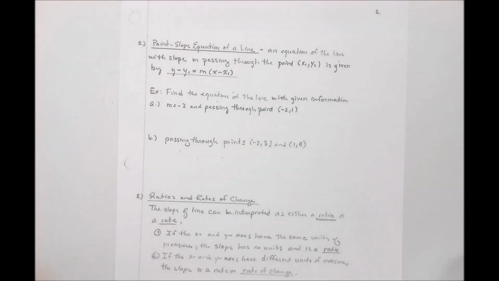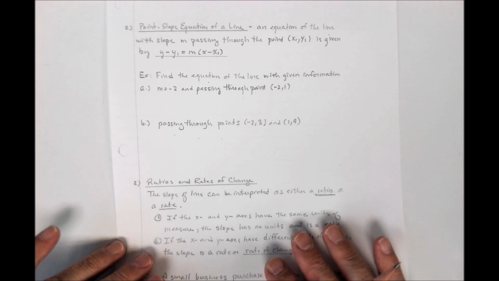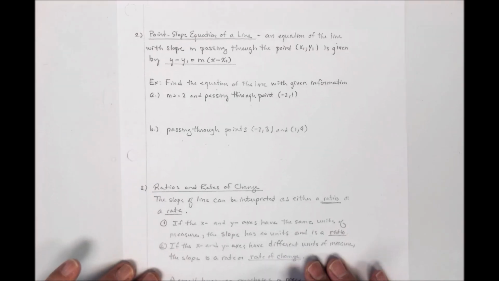Let's go over here. Page 2. Now, if I am given information about the line, maybe I'm given a couple of the points, or I'm given a point and the slope. Let's see if I can get this evened up here a little bit. Still adjusting here to this camera.